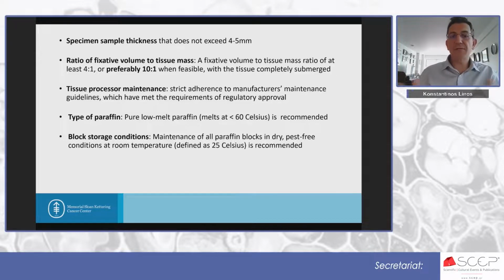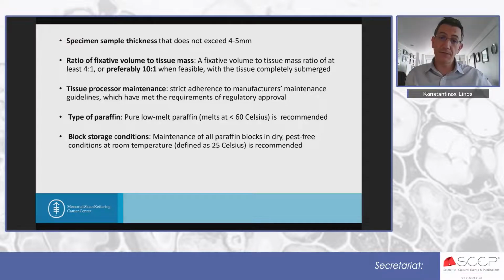So you really have to be strictly adherent to manufacturer maintenance guidelines. And then what kind of paraffin you use: low melt paraffin. I guess everybody will use that. And then storage conditions are important. Do you keep room temperature, 25 degrees Celsius, or is that the recommendation?